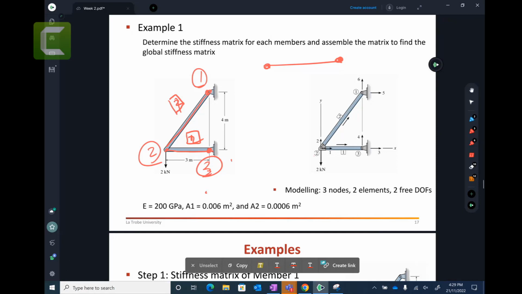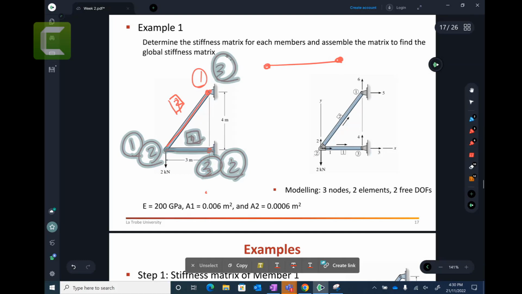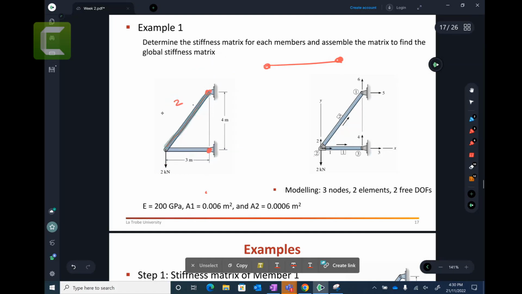Again, those numbers 1, 2, 3, 4 are arbitrary. You can put 3 here, you can put 1 here, you can put 2 here. Your answer will not change. 1, 2, 3, 4 does not matter. All of these are arbitrarily user defined, but we need to define them.